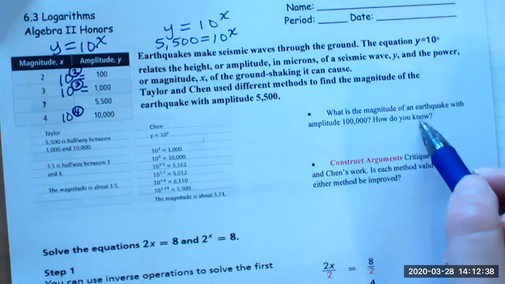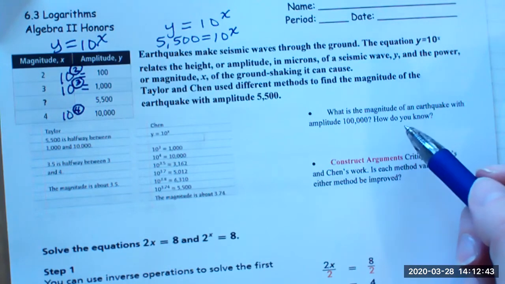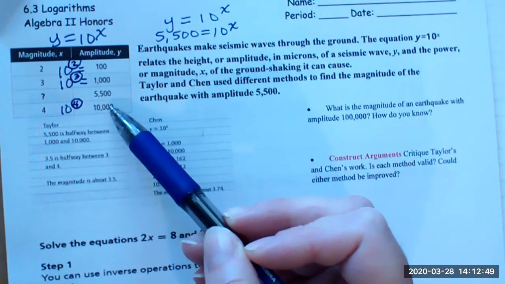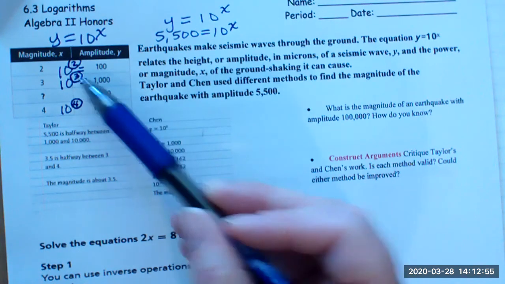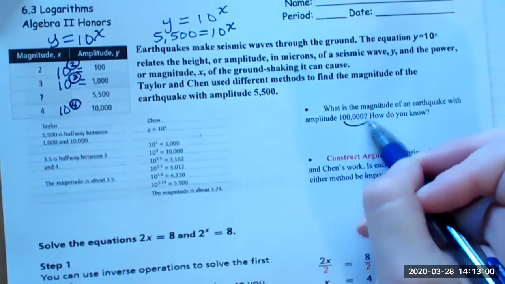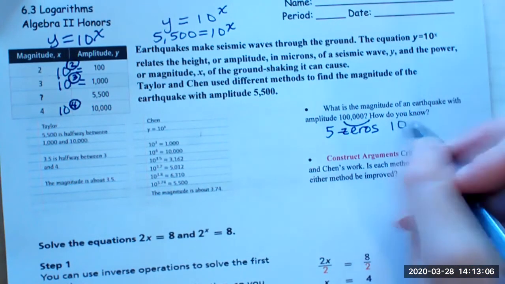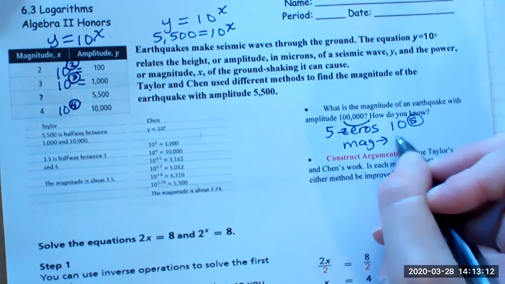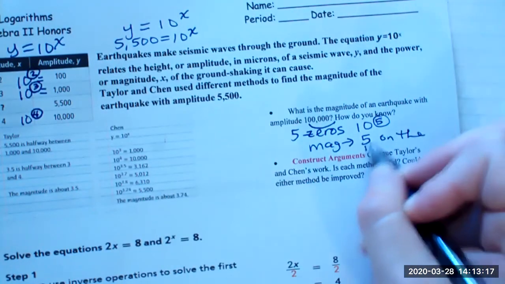How do we know? I'm just going to take a pause for a moment to give you a chance to think about it. If we look over here at the pattern, you'll notice that with 3 zeros we have 10 cubed, and with 4 zeros we have 10 to the 4th. So of course, with 5 zeros, that's going to give us 10 to the 5th power. And so we know that the magnitude here is going to be 5. In other words, that is 5 on the Richter scale.